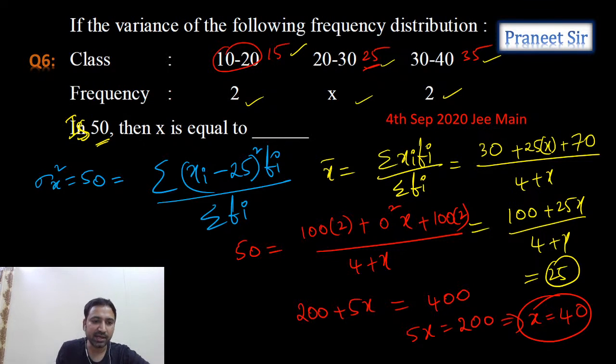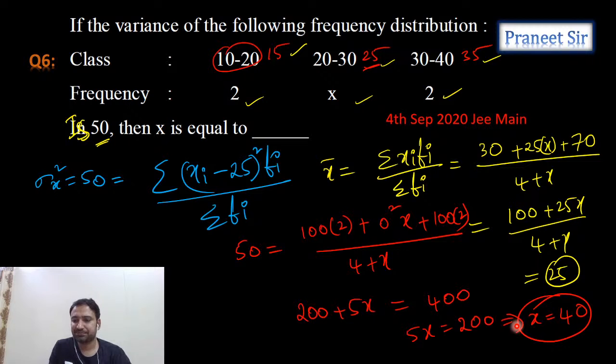Right. Let's discuss this question again. Here class intervals are given as 10 to 20. We'll take the average of lower and upper interval, which is 15, and here 25, here 35. Mean we calculated as sigma xi fi by sigma fi, which is 25. Once we got the mean, we can calculate variance. Variance he is giving as 50. So sigma xi minus mean whole square into fi by sigma fi, xi minus 25 whole square. When we cross multiply this, x equals 40, we are getting.